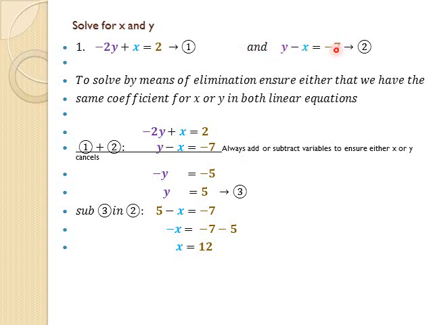So 5 minus x equal minus 7. Take 5 over: minus 7 minus 5. So negative x equal minus 7 minus 5, which gives me negative 12. Divide by a negative, and x is 12.